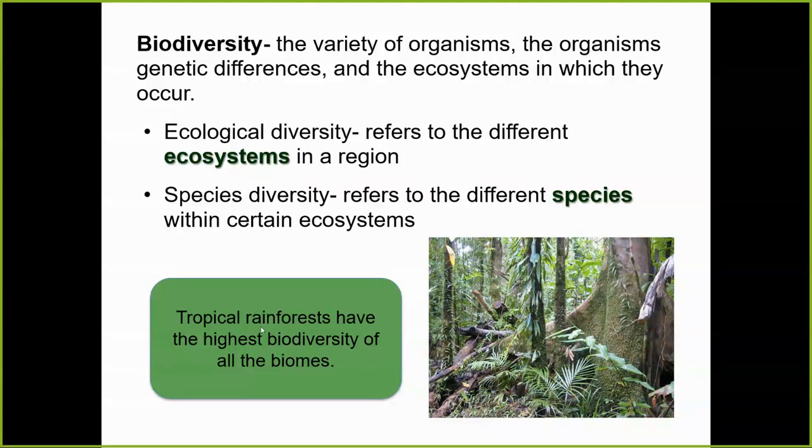If you look at tropical rainforest, so this is going to be like sub-Saharan Africa. This is going to be Brazil, like in the Amazon, the Congo, places like that. Tropical rainforests have the highest biodiversity of all of the biomes. In other words, they have the absolute most genetic diversity, the most species diversity out of any of the biomes.